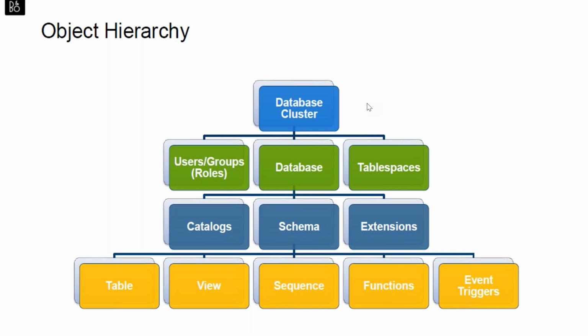pg_global is for storing the catalog information, and pg_default is for storing your data files, all your normal tables. So under a database, we have catalogs, schemas, and extensions. A schema is nothing but a collection of different objects, like tables, views, and sequences. A schema is the logical division of your objects, which can contain functions and event triggers as well.